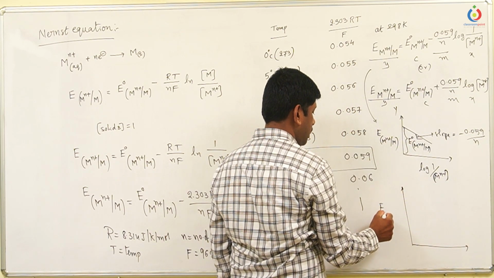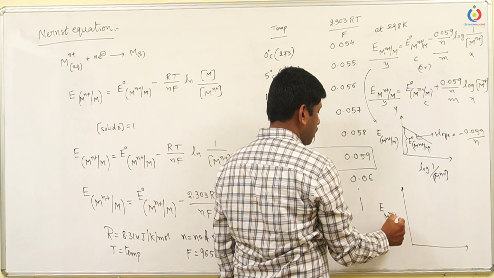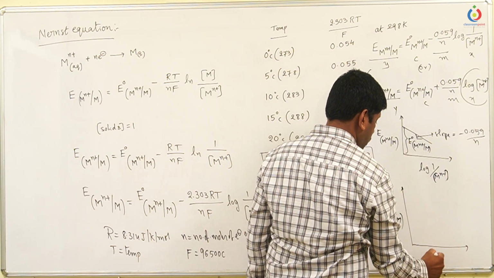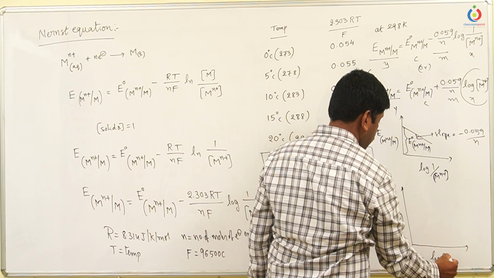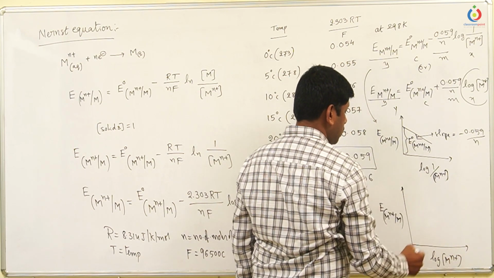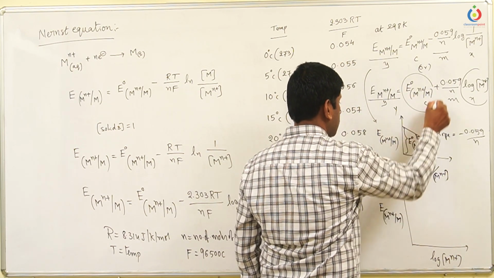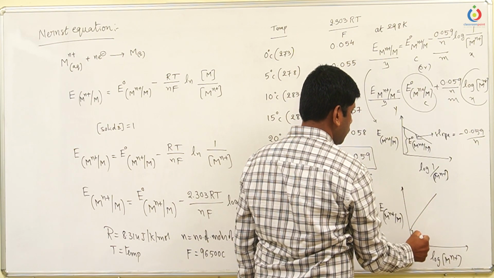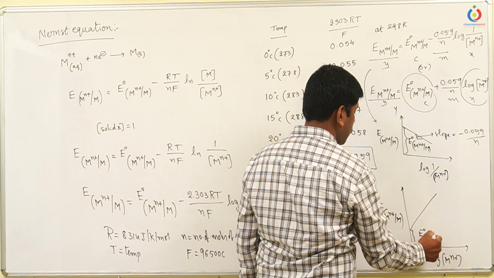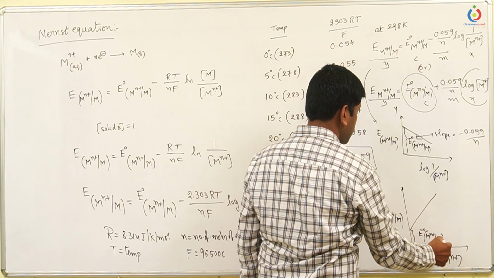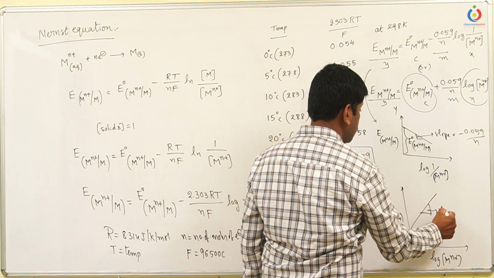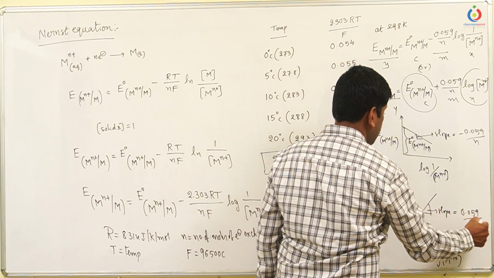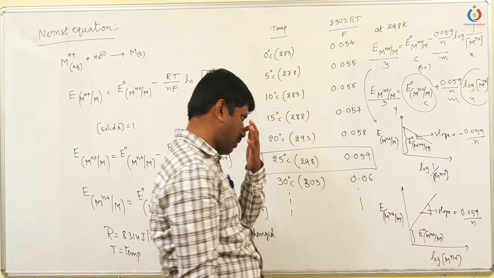Now again, E of Mn plus by M, the graph is with respect to the log concentration of Mn plus. It gives a positive slope with intercept, so the graph comes like this. This is the intercept value, E naught Mn plus by M, and this is the slope value. Slope is equal to 0.059 by n, moles of electrons.